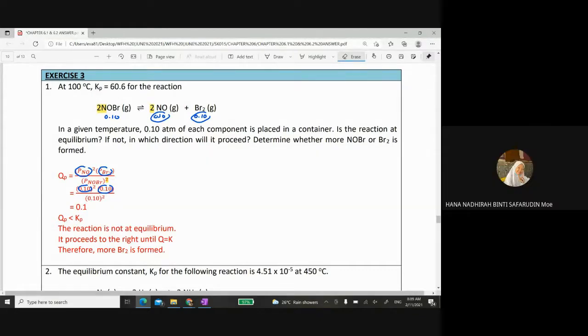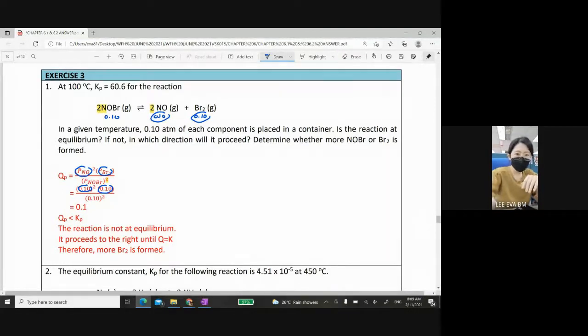Yes, Madam. Okay. So after that we compare QC and KC. QC is very small, smaller than your KC. But QP is smaller than your KP. So the reaction is not at equilibrium and it will move to the right in your equation until Q equals to K. Q equals to K means until equilibrium is reachieved. So this one is a simpler form, until equilibrium is achieved or until Q equals to K. It refers to equilibrium.